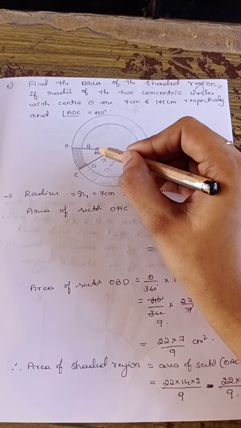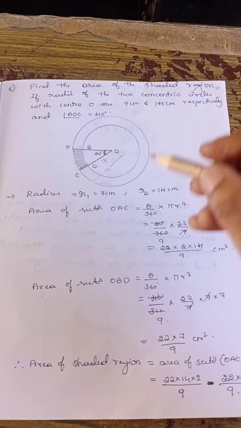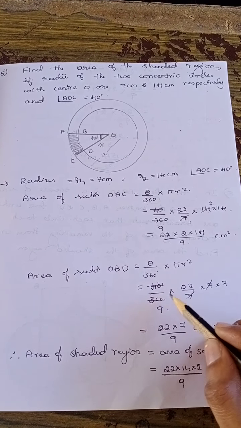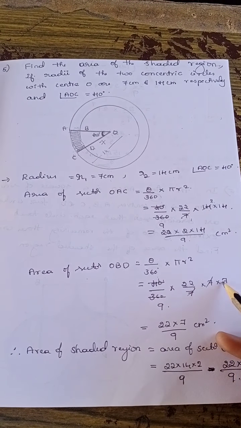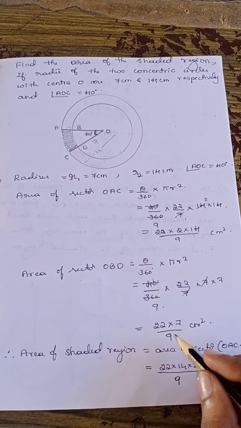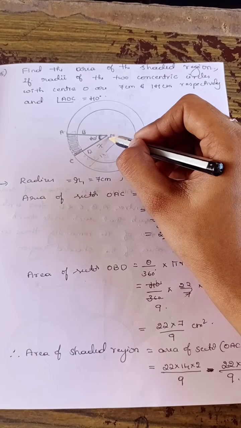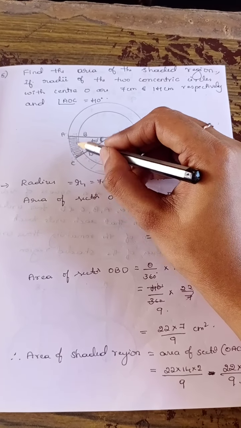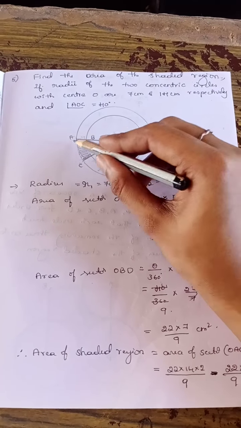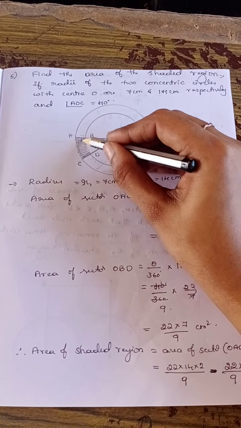Now we have to find the area of BOD. BOD is equal to theta by 360 into pi r square, that is equal to 40 divided by 360 into 22 by 7 into 7 into 7. After cancellation we will get 22 into 7 divided by 9. We get the area of AOC and BOD. AOC means this much, BOD means this much. If we subtract the area of AOC and BOD, we will get this region.